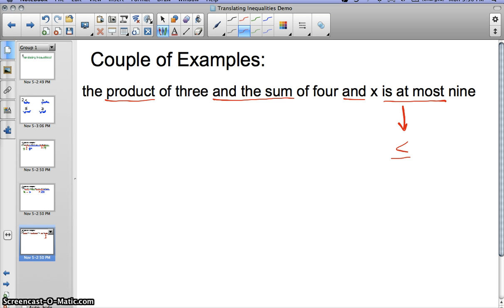So let's go back to the beginning. Product means we're multiplying two things. What are we multiplying? It says 3 and the sum. When we talk about the sum, we're talking about something we're adding together, obviously. So we need to add something together and multiply it by our 3. So we're going to multiply 3 times the sum of 4 and x. Do you see how we did that?